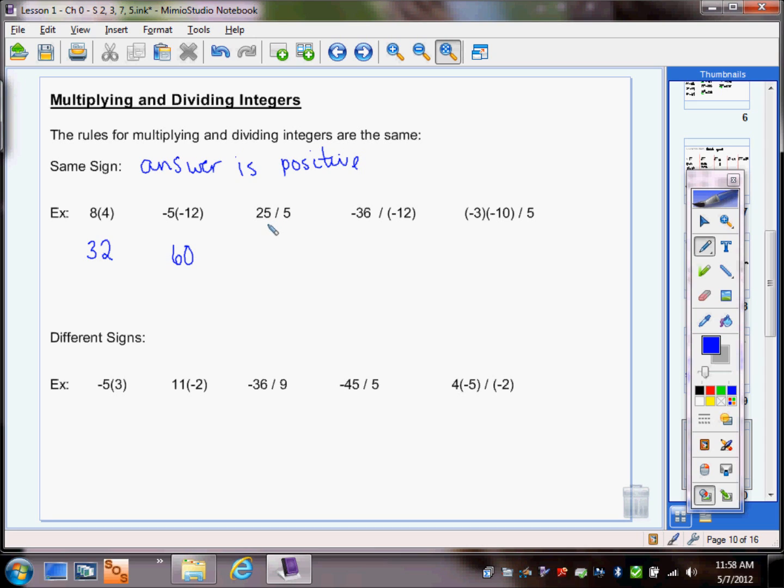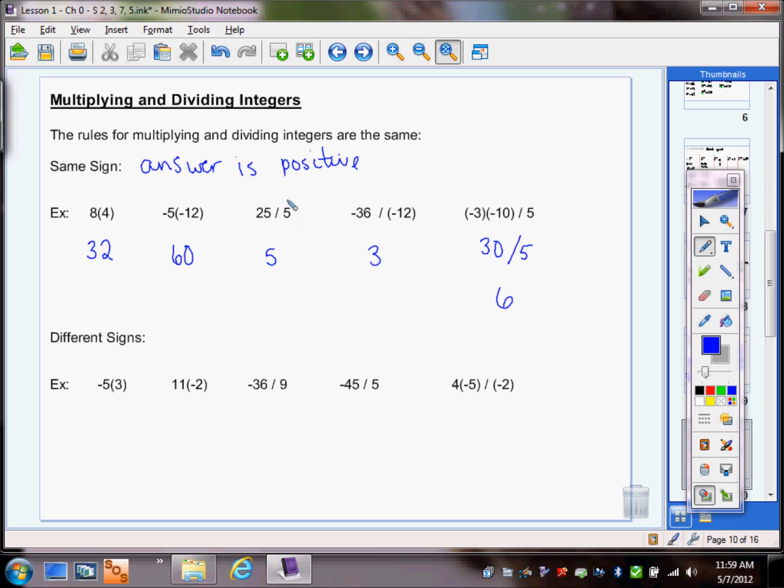Same rule for division. Two positives, so 25 divided by 5 is a positive 5. Negative 36 divided by negative 12 is a positive 3. Here, I have two negatives. Negative 3 times negative 10 gives me positive 30 divided by positive 5, so that's positive 6. So anytime they match, positive answer.